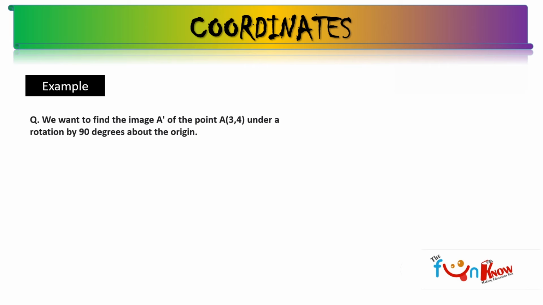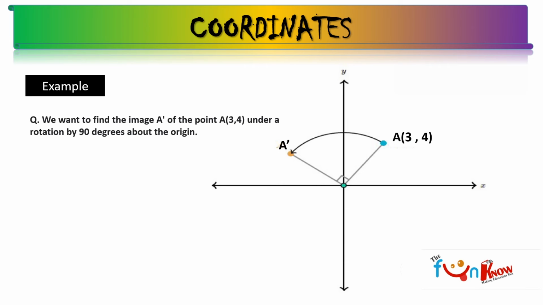Our first question is, we want to find the image A dash of point A (3, 4) under rotation by 90 degrees about the origin. Students, just reread the question again. They are telling there is a point A, the coordinates of that point are (3, 4), and that point A is rotated. Specifically they have told the rotation of point A is by 90 degrees about the origin. Means point A is going to rotate by 90 degrees.